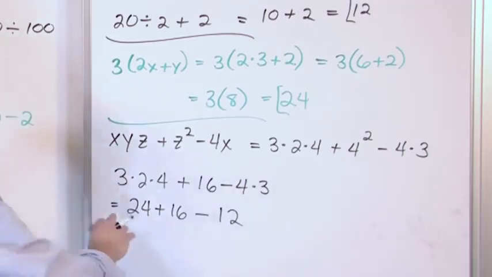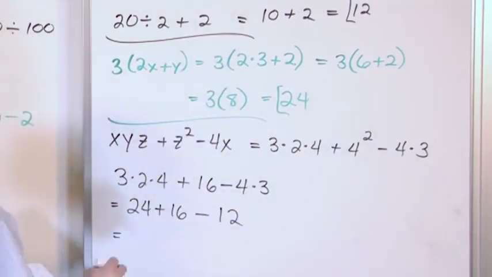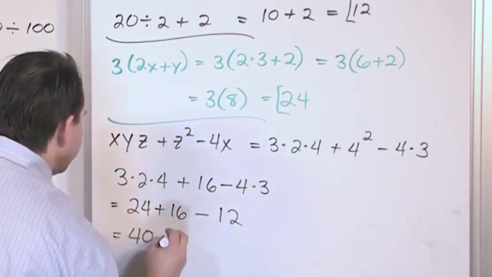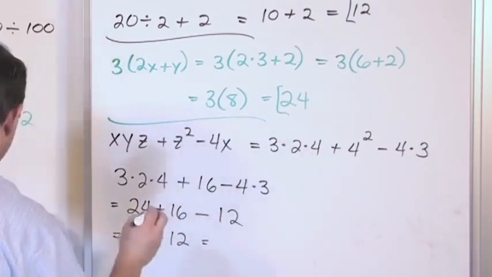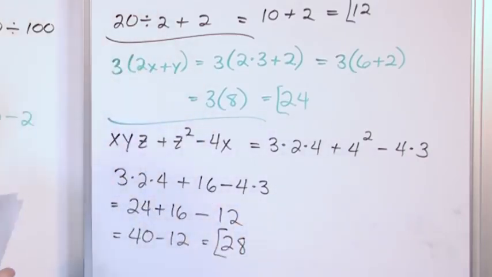Now we have a bunch of addition and subtraction, which is dead last, so we do it left to right like reading a book. 24 plus 16 is 40. Still have to subtract 12. And 40 minus 12 is 28. And that is the final answer.